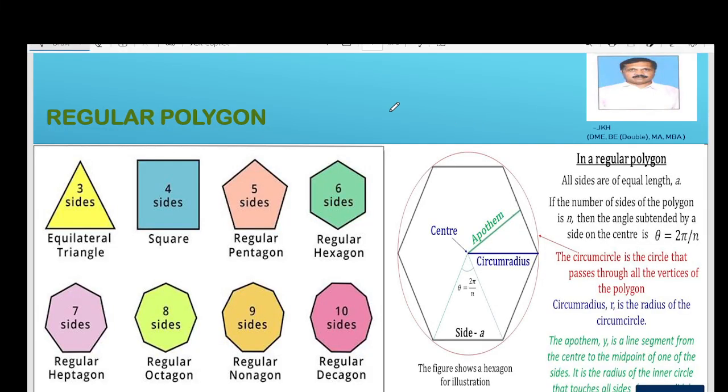Friends, today I am going to discuss regular polygons. This important chapter is about a geometrical shape. A regular polygon is a geometrical shape in which all the sides remain equal.